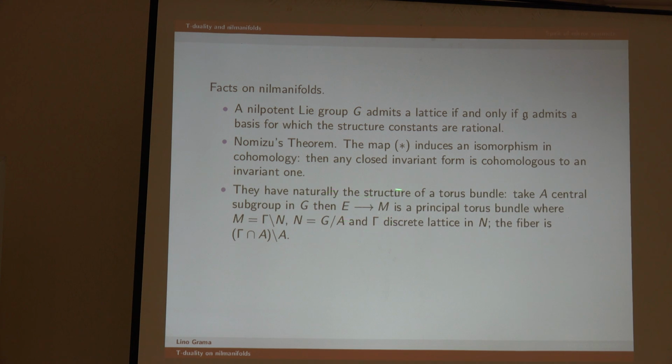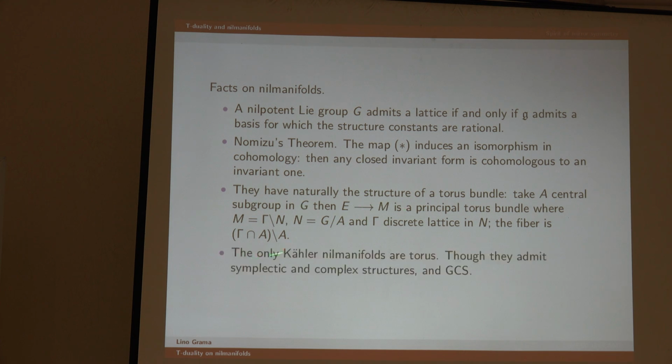We have a natural torus bundle structure here. The only Kähler nilmanifolds are the tori. But nilmanifolds admit symplectic structures, complex structures, and generalized complex structures.